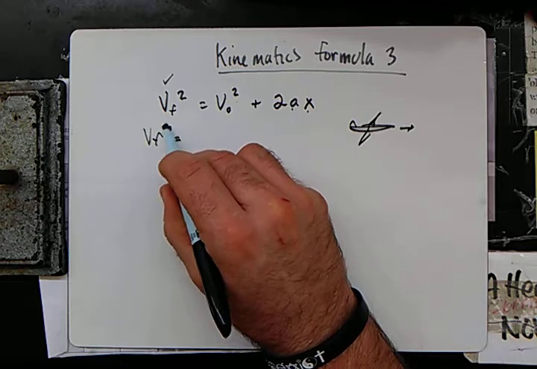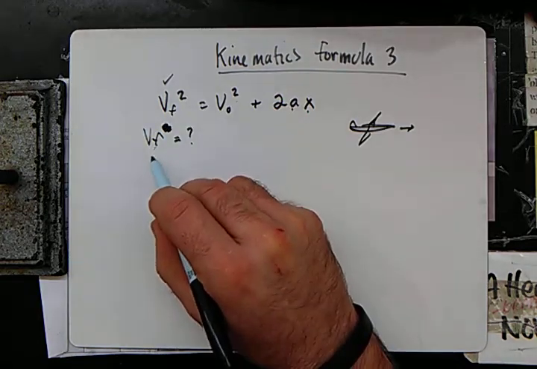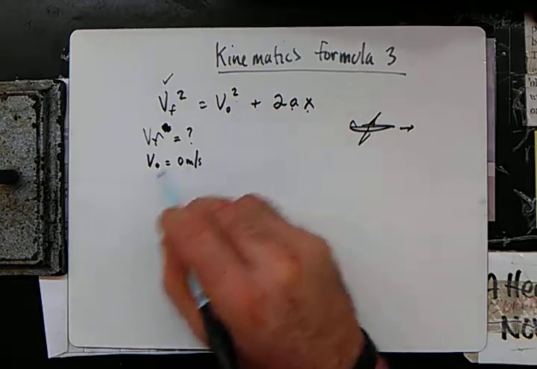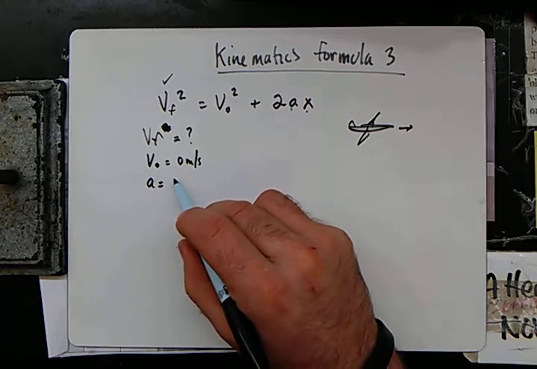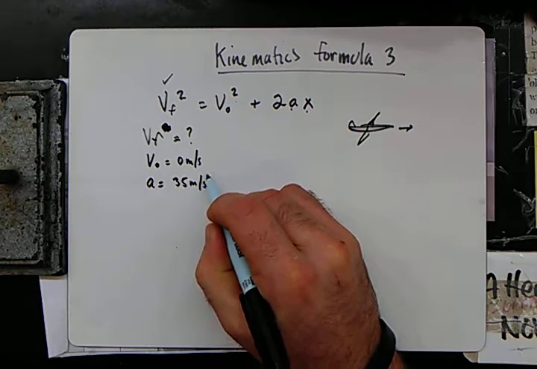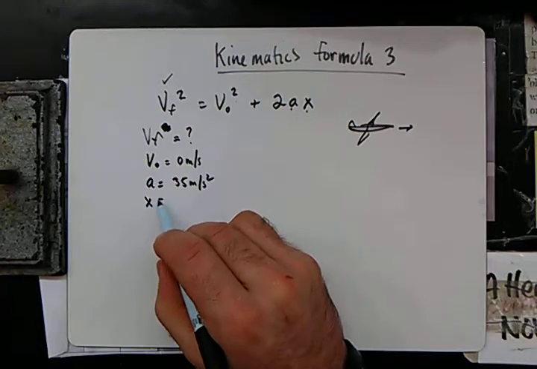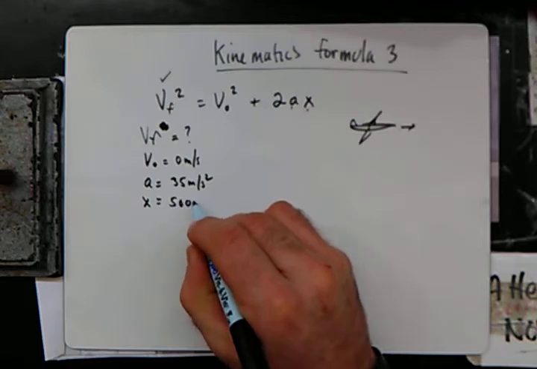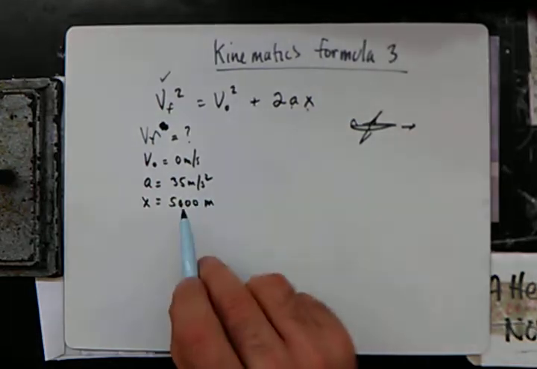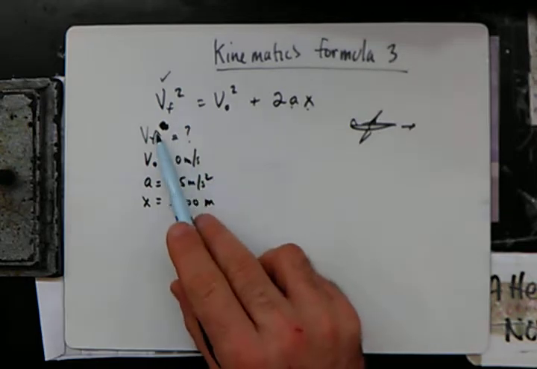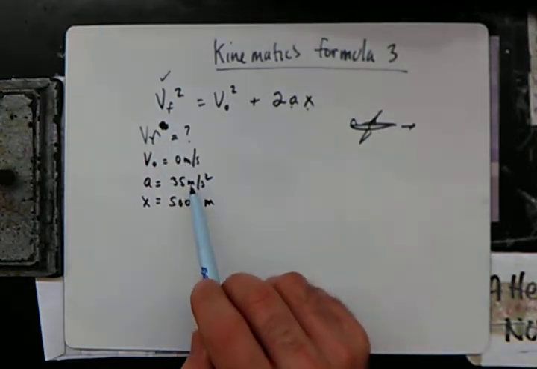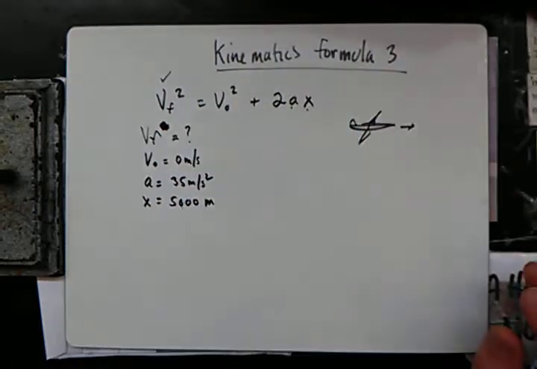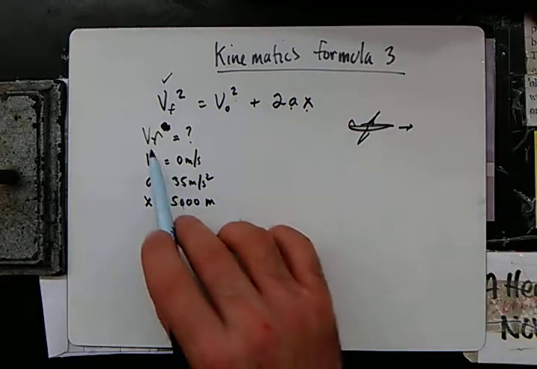And I'll actually get rid of that square. That's our question mark, and I'm going to give you an initial velocity of 0, and I'm going to give you an acceleration of 35 meters per second squared, and I'm going to give you a distance or displacement of, let's say, 5,000 meters. So we're looking at what the final velocity is of a plane that starts out at rest, accelerates for a distance or displacement. So this is a matter of just taking this formula and writing it for what we need to write it for.